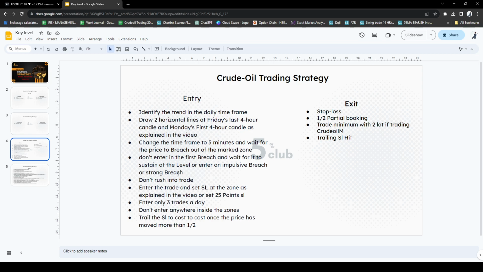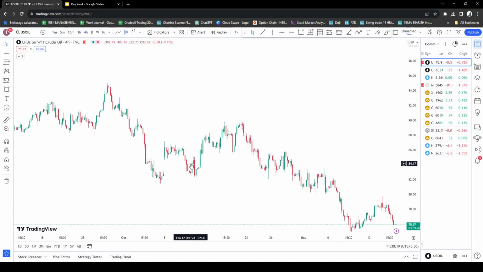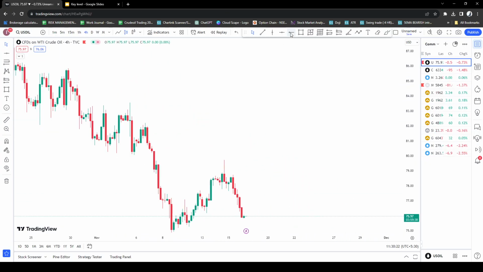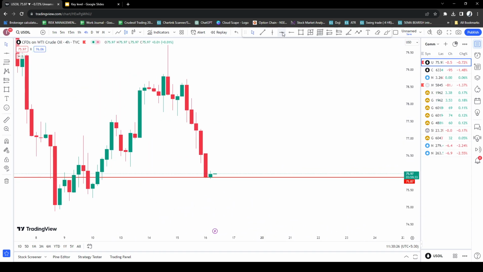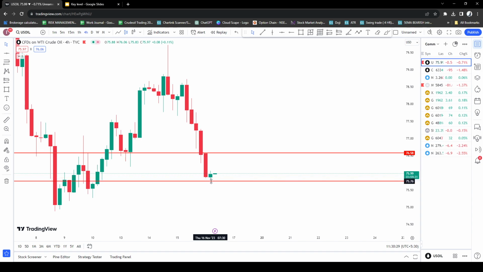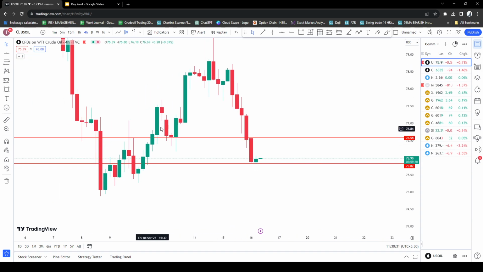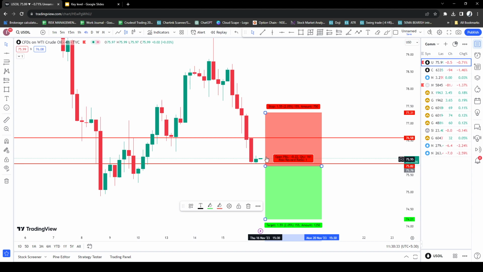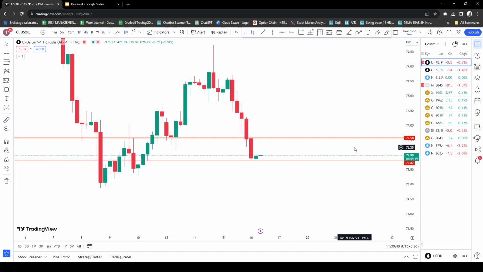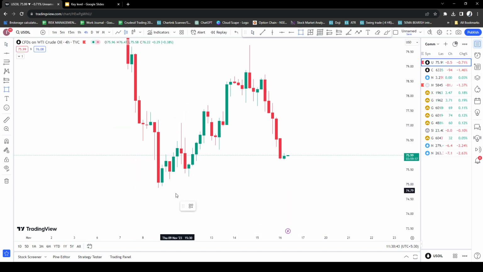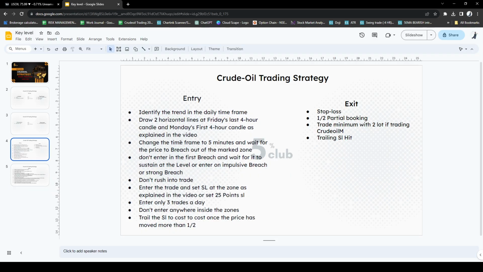Please don't rush into a trade. Enter the trade and set SL at the zone as explained. If the zone is somewhere here and you enter a trade here, you can keep even this as a stop loss. But I say 25 points because it's easy for the market to move, especially US oil. It's very easy for it to move. So you have to stick to your stop loss no matter what.